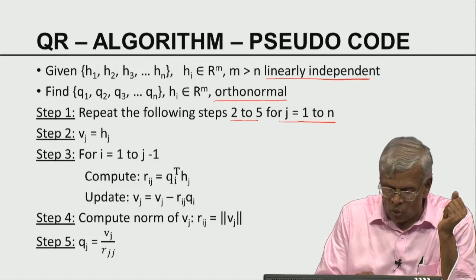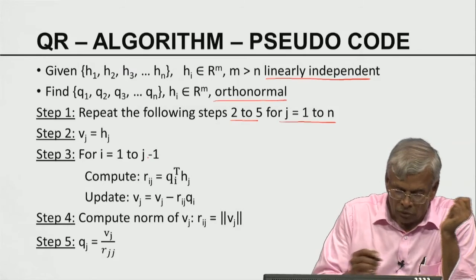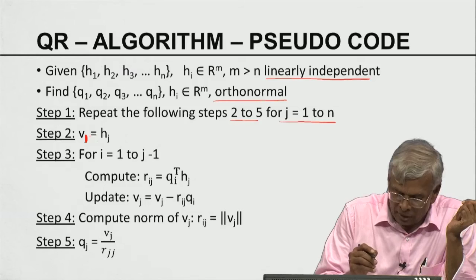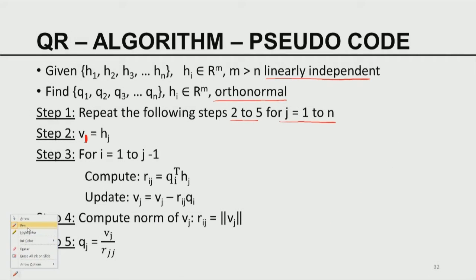So V1 must be equal to H1. That's correct. Vj is right because j is running from 1 to N. So the overall do loop is on j. So step 2, Vj is equal to Hj. That means initially j is equal to 1, V1 is equal to H1.